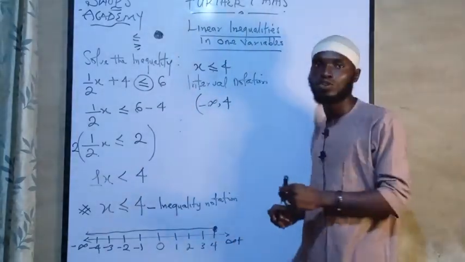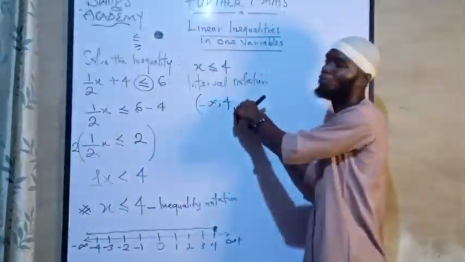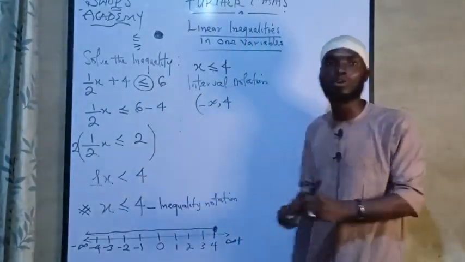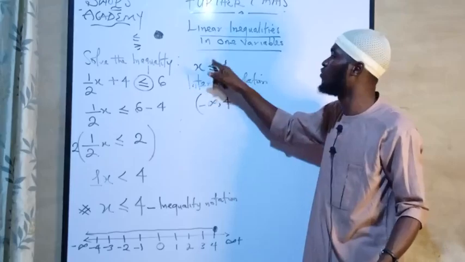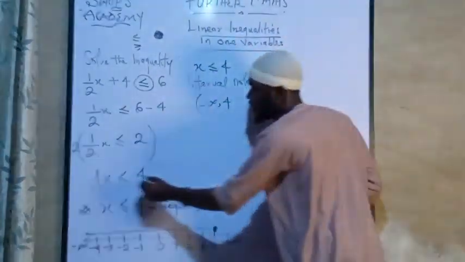And what are we going to use? Now class, you can pause the video. What are we going to put here? Is it parentheses that I'm going to use to end this, or what? Square bracket. We mentioned earlier that whenever the endpoint is included, what are we to use? We are going to use square bracket.